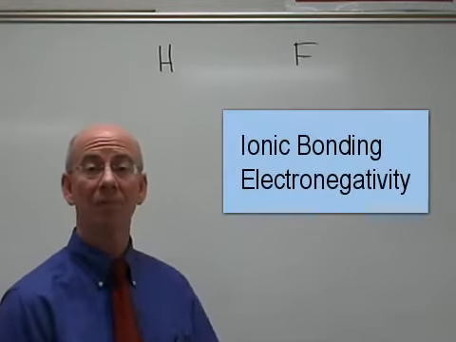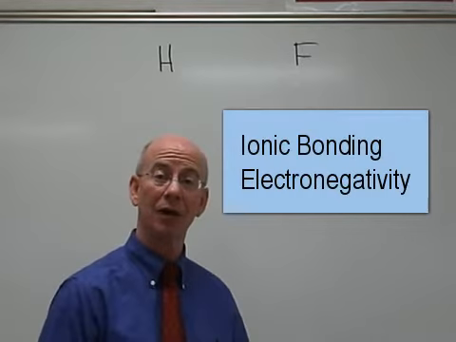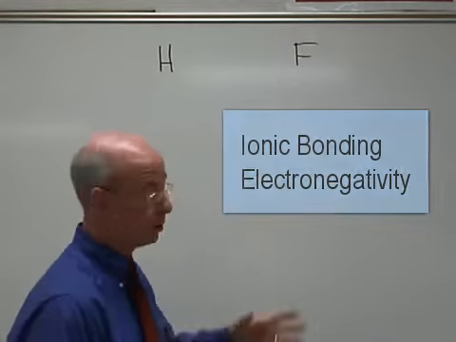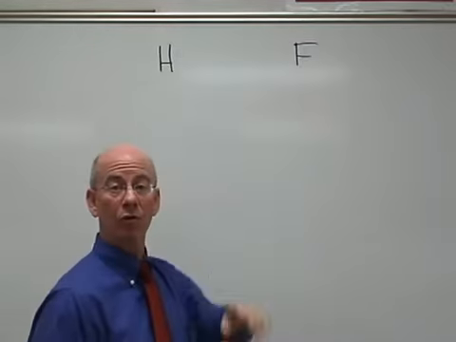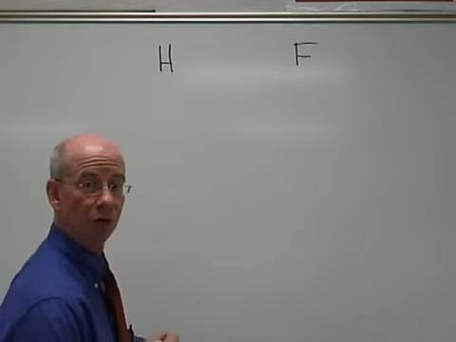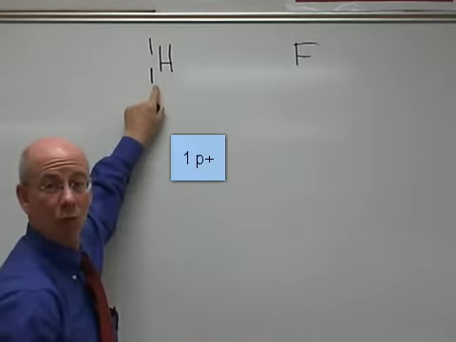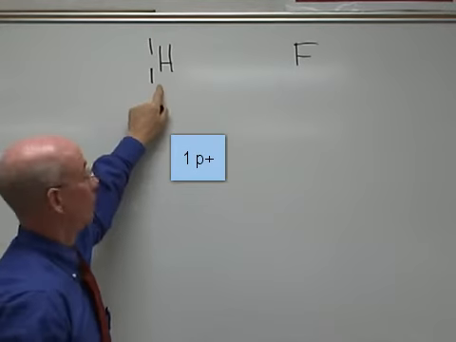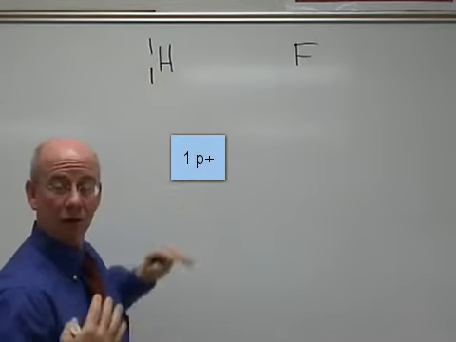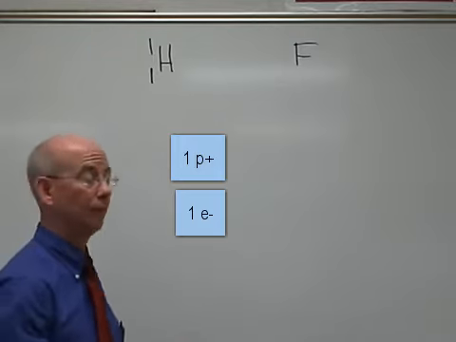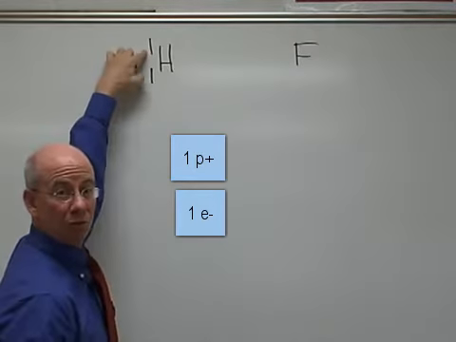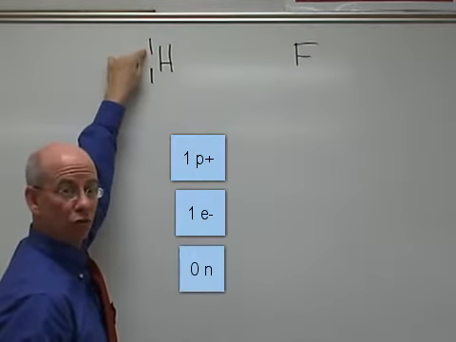We're going to look at the ionic bonds that produce an ionic compound, and we're going to use electronegativity. So let's take a look at hydrogen and fluorine as an example. First thing we want to know is the nuclear symbols. So we know that hydrogen has one proton, atomic number is 1. Therefore, since there's no charge here, it also has one electron because we know it's neutral. This indicates the mass, which is protons plus neutrons, so there's no neutrons here.